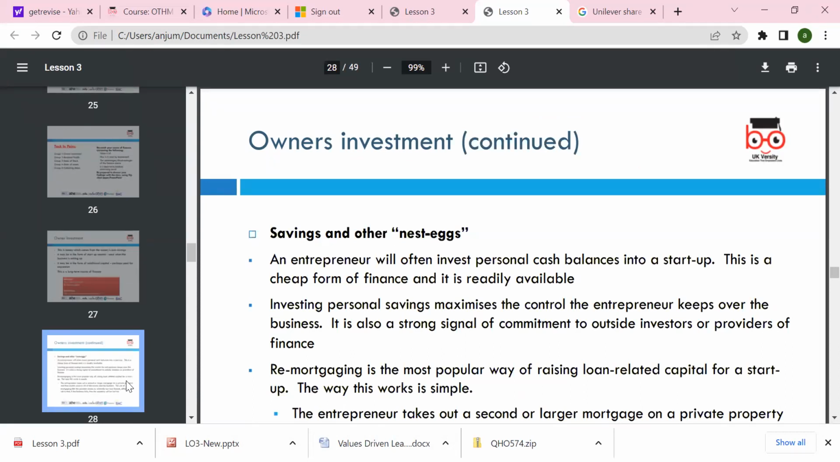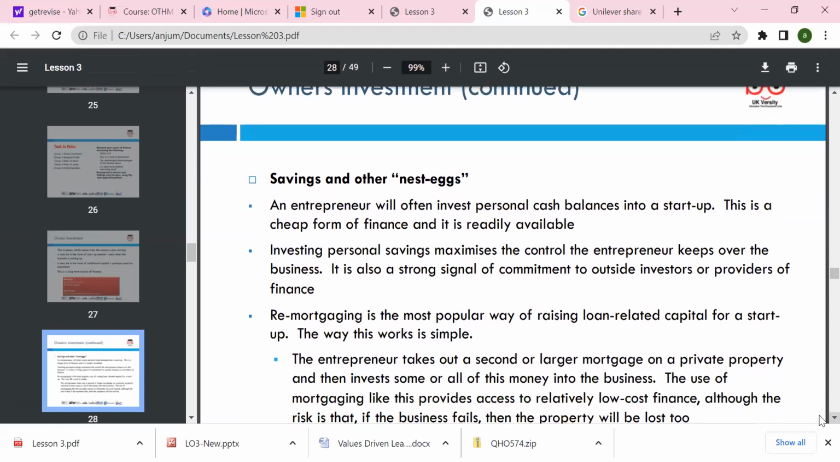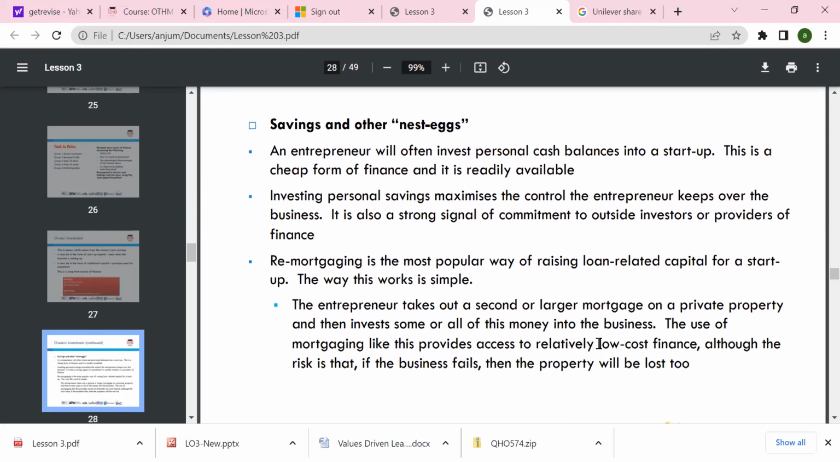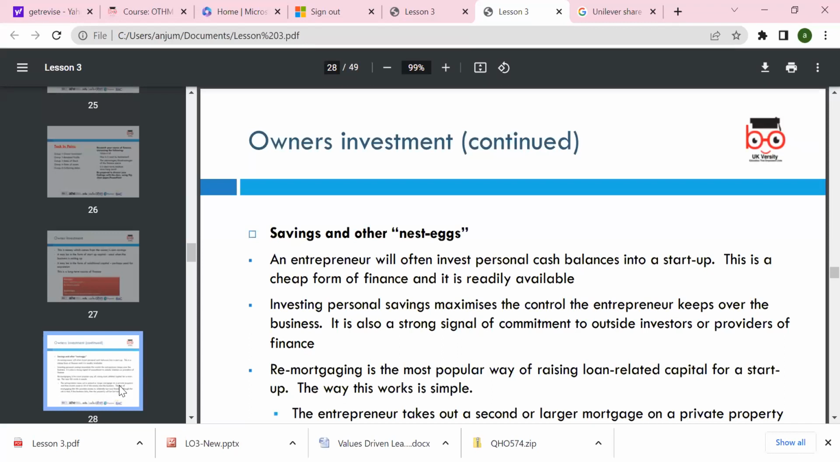Entrepreneurs will often invest personal cash balances into the start-up. This is a cheap form of finance and it is readily available. Investing personal savings maximizes control, and keeping the business is also a strong signal of commitment to outside investors. Remortgaging is another way to finance it: entrepreneurs take a second mortgage on the property and raise the money. You can borrow more money, and it can be low-cost finance. The risk is that if you can't afford it, your house can be taken by the bank.